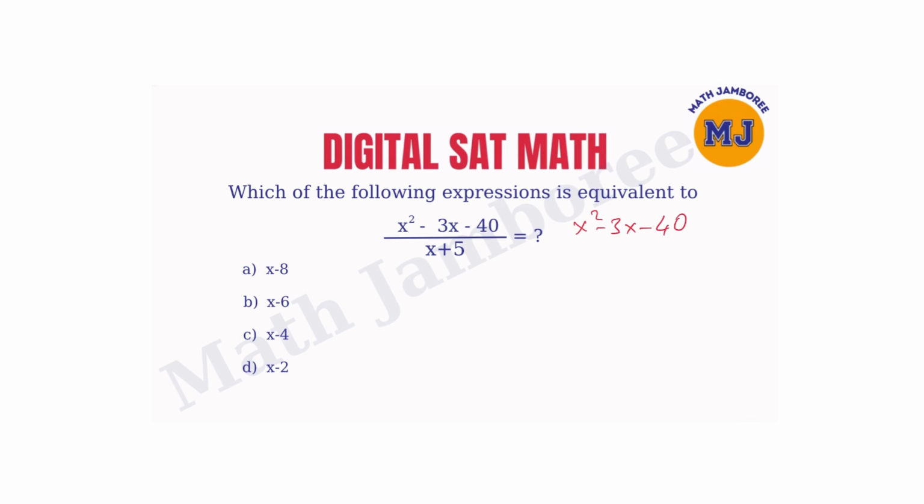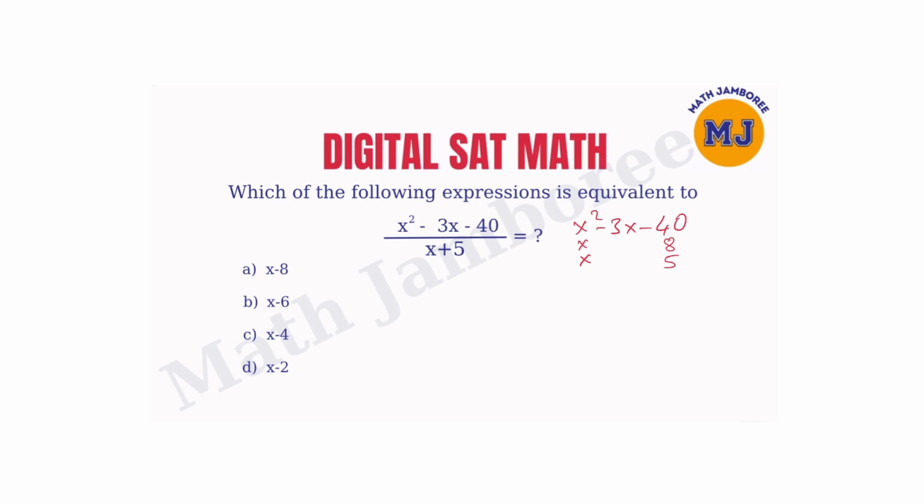x squared minus 3x minus 40. To factor this, you can just put x and x in here, because x times x is x squared. And what are the factors of 40, that when you multiply give you 40? You can use 8 and 5. 8 times 5 is 40.